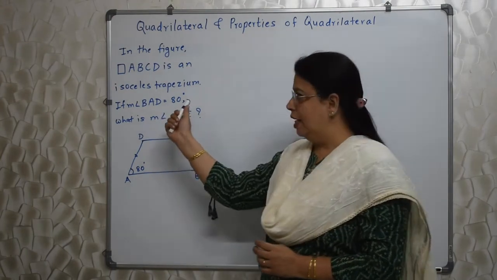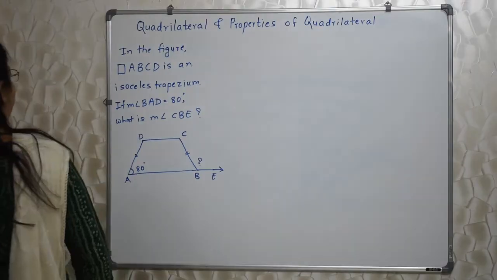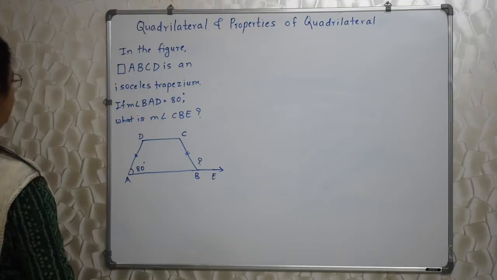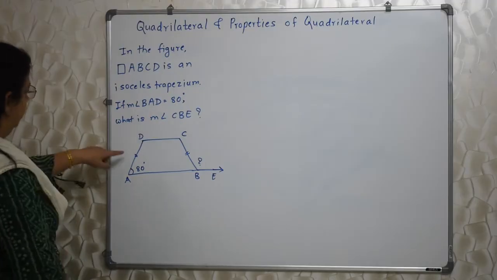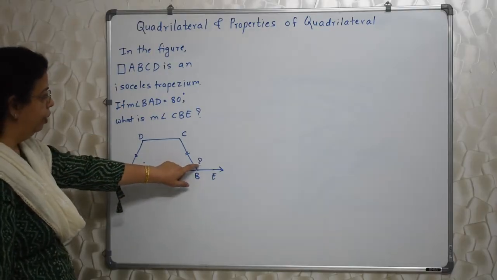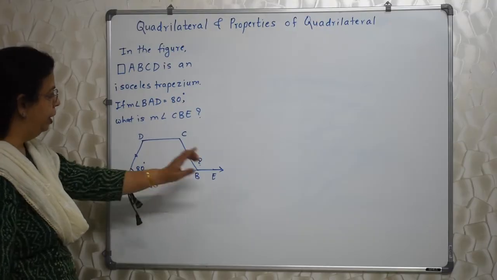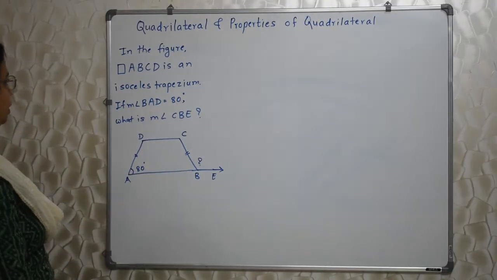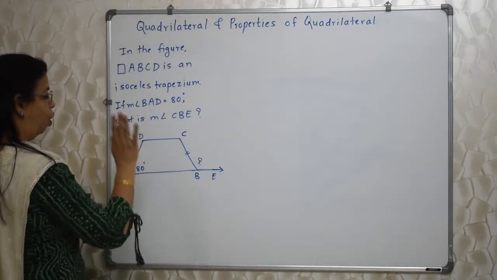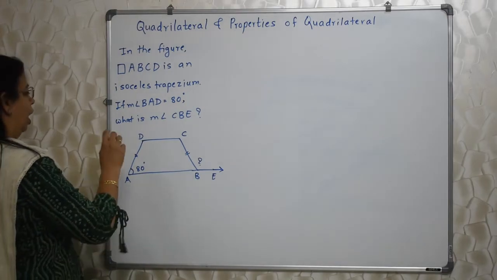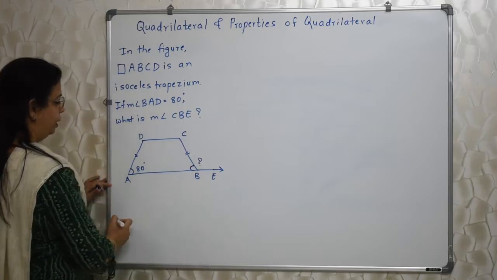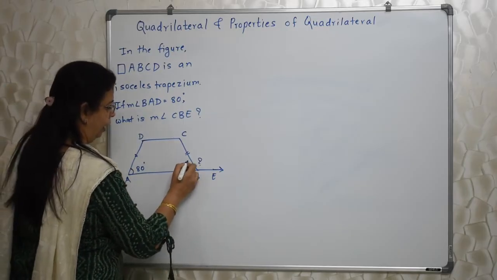Students, see this next sum. In the figure, ABCD is an isosceles trapezium. If measure of angle BAD is 80 degrees, what is the measure of angle CBE? See, BAD they have given as 80 and they are asking us to find this angle, angle CBE. This is an isosceles trapezium which they have indicated by this. It means these two sides are congruent, they are equal. It means opposite angles are also going to be the same. So this and this are going to be the same. If this is 80, this also will be 80.